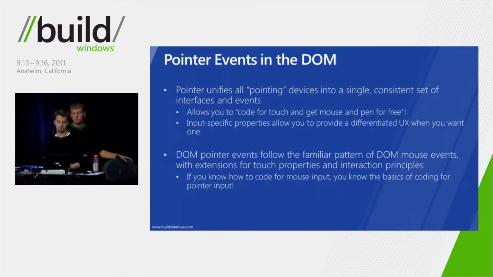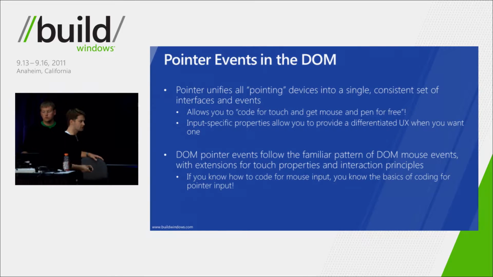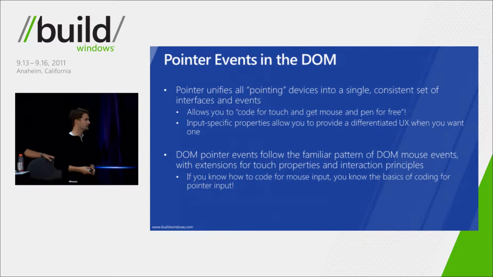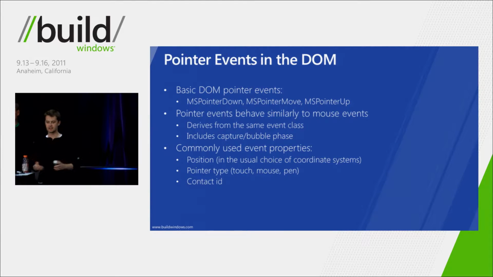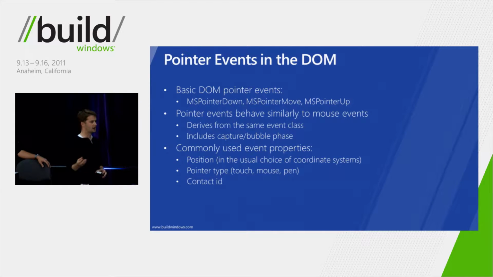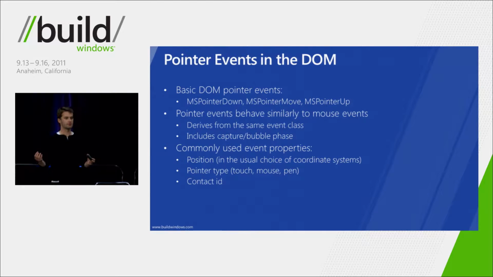The pointer events are also very similar to the mouse events. So if you're familiar with programming in JavaScript and using mouse events, then using the pointer events will be pretty straightforward for you. So what are the basic pointer events? Pointer down, pointer move, pointer up. It looks a lot like the mouse model. The events themselves actually derive internally from the same event class, so you get all the same properties. If you are looking for things like the source element or the target element, they're there. Additionally, we follow the same event propagation path, so there's the capture and the bubble phase.